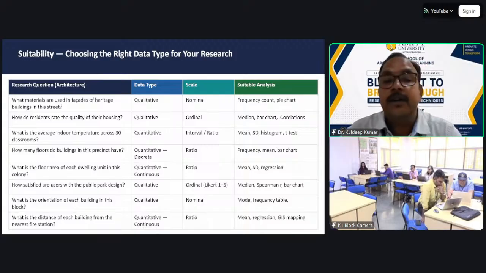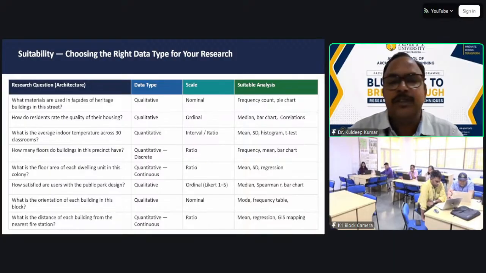And the next one: what is the orientation of building in this block? So it is qualitative, because it is just telling about the orientation. The scale is nominal, and the suitable analysis can be the frequency table, or maybe, because this is about the climate, a rose diagram for wind or solar analysis can be done.